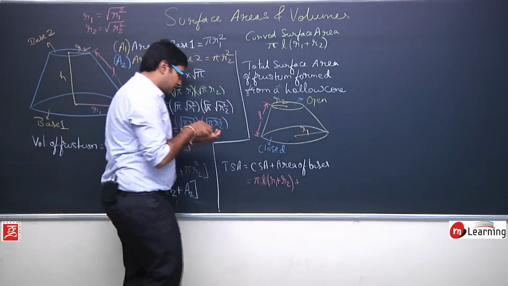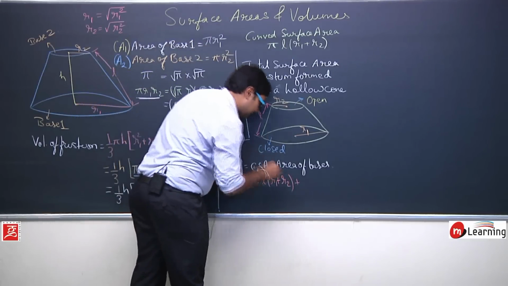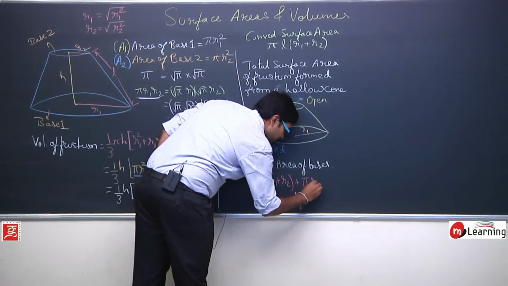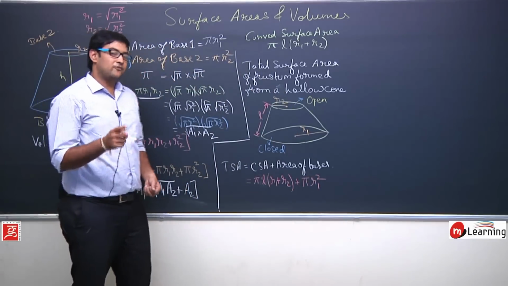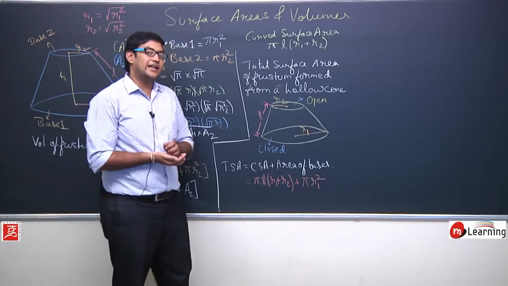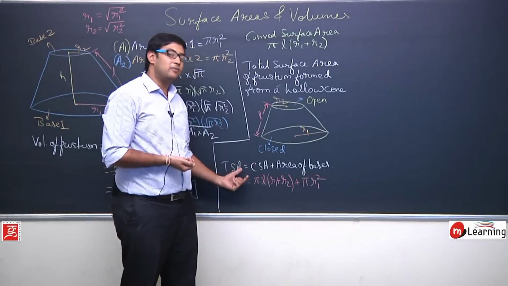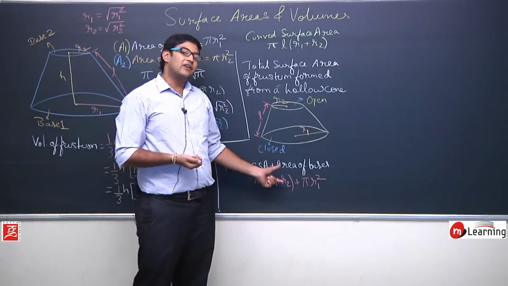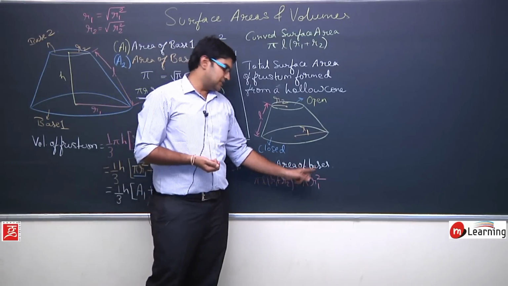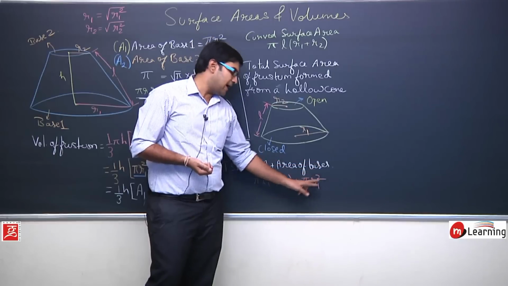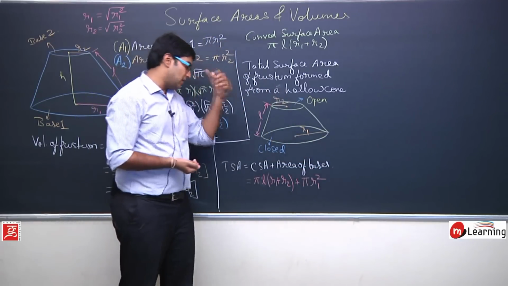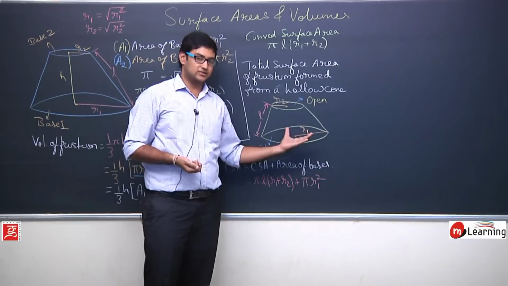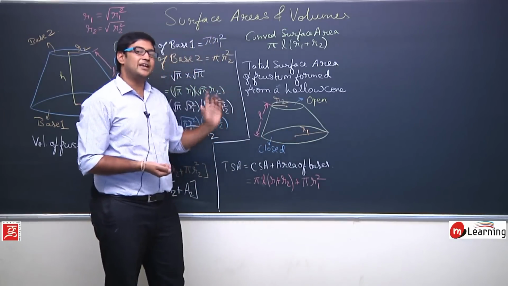It is pi r1 square. So this is pi r1 square. So if a frustum is made from a hollow cone, then the total surface area will be pi l (r1 plus r2) plus pi r1 square. This will be the total surface area, that is including the area of this larger base. Okay, so you need to be very careful.